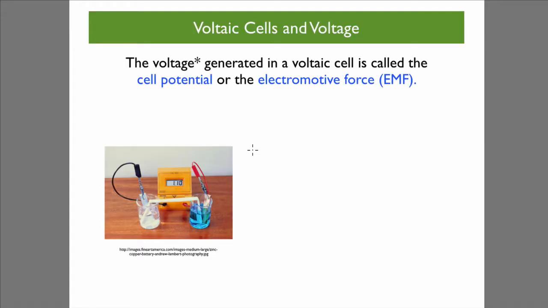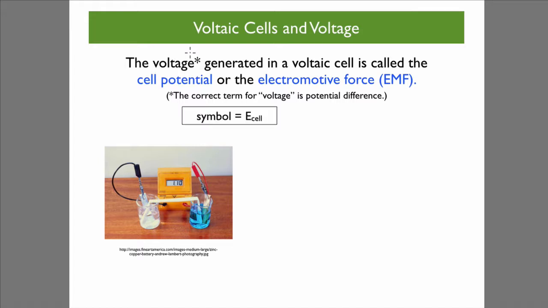Voltaic cells and voltage. The voltage generated in a voltaic cell is called the cell potential, or the electromotive force, EMF. The little star here is there because voltage is also known as potential difference. The symbol for cell potential is E, capital E, with a small subscript cell. Units are V for volts.